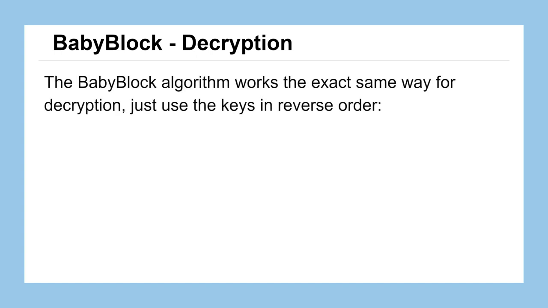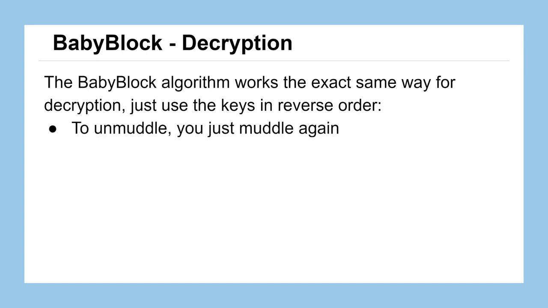Now, for decryption, we're going to see is absolutely no different. The algorithm works the exact same way. We just need to use our keys in the reverse order. So we would have to pre-compute what our last round key would have been, and then we would have just undone the rotation in the other way. So just spin the keys in the other direction, just like with a physical lock, you turn it the other way.